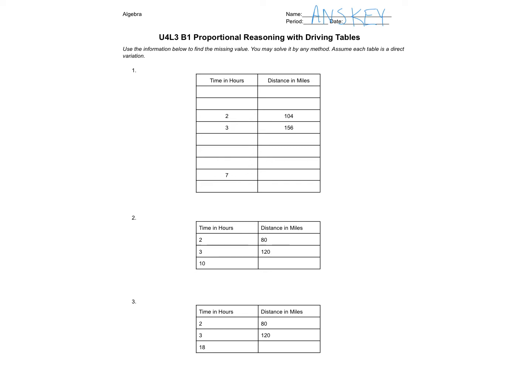In this video, we're going to look at proportional reasoning with driving tables. Use the information below to find the missing values. You may solve it by any method. Assume each table is a direct variation. Remember, a direct variation means it is proportional, meaning the slope is equal to y over x, and that the y-intercept is at (0, 0). Remember, when you write points, it's always x comma y.